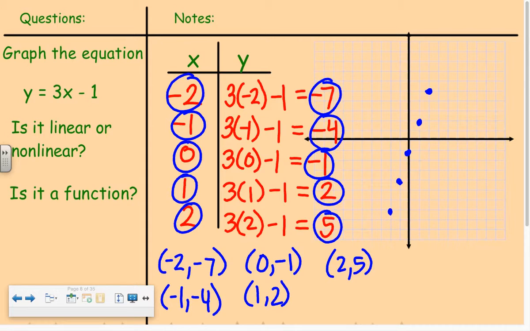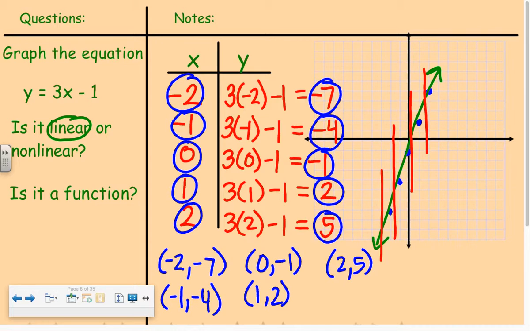If I connect my 5 points, I end up with a straight line, so it is linear. And is it a function? Well, for every graph, I have to do the vertical line test to determine if it's a function. So if I make vertical lines through my graph, each one of these red lines is only touching my green line once, so it is a function. So I'll say yes, passes the VLT, which is the vertical line test.